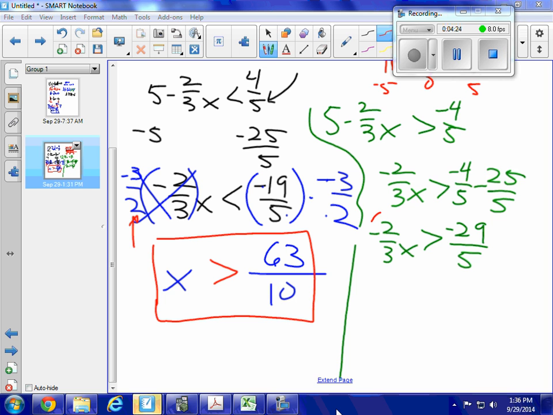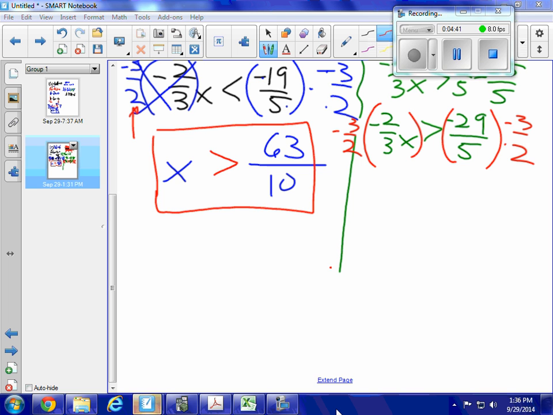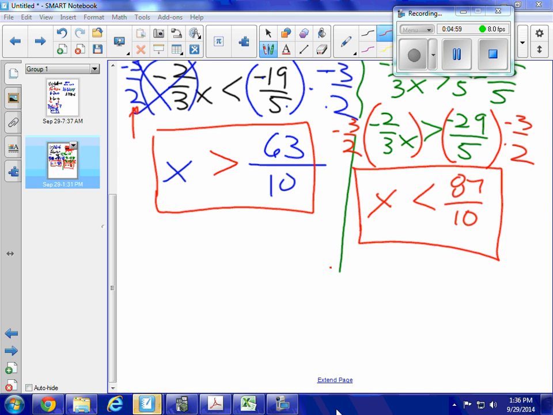I'm going to do the same thing. I'm going to multiply by the reciprocal of my coefficient on x. So I'm going to multiply this side by negative 3/2, and I'm going to multiply this side by negative 3/2. And since I multiplied by a negative, I'm going to flip my inequality right away, and I'm just going to have x is less than, well, negative 3 times negative 29 is 87/10. So these are my two answers. x is less than 87/10, and greater than 63 tenths.